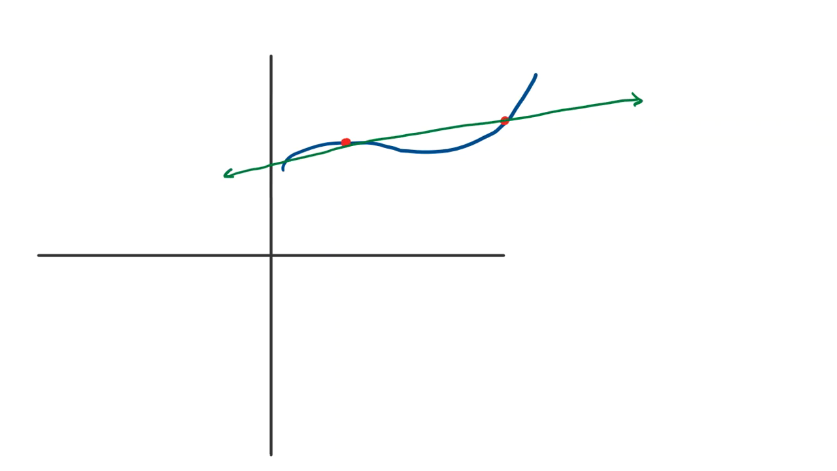Alright, so that right there is an example of a secant line, which I feel bad for my sister. She can't remember some of this stuff.